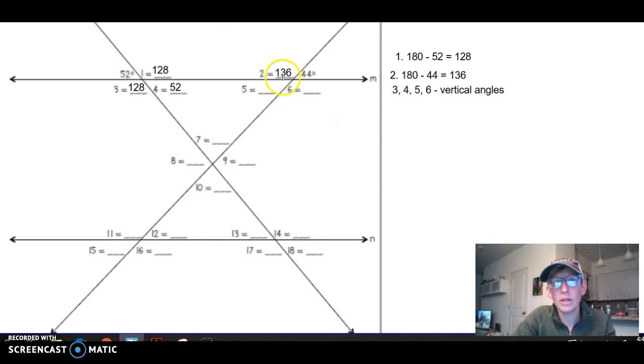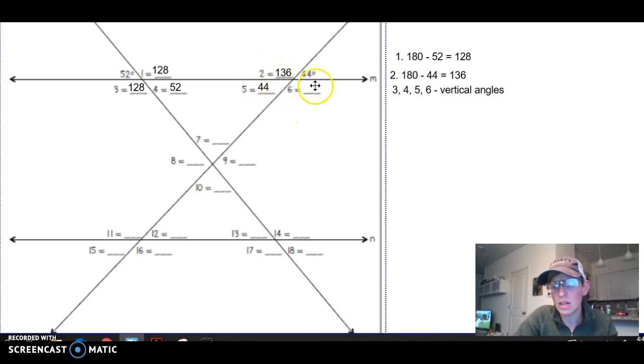Same thing over here. If I look at angle 5, it's directly across from an angle that measures 44 degrees. And so I know that that has to also equal 44 degrees. So let's put it in there, 44, and move it into its spot right here.